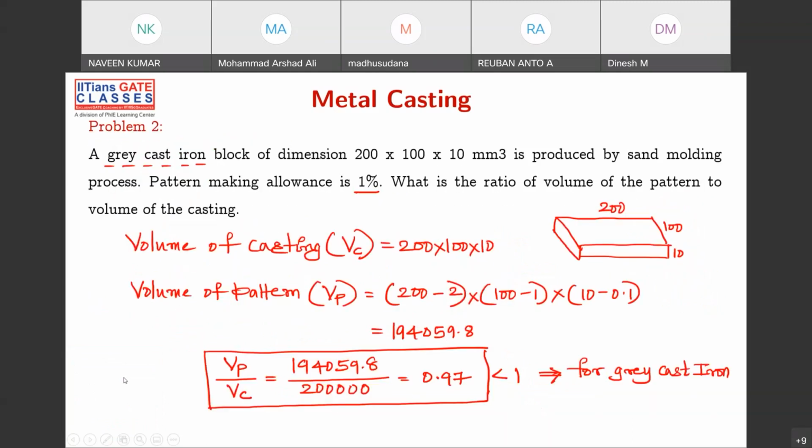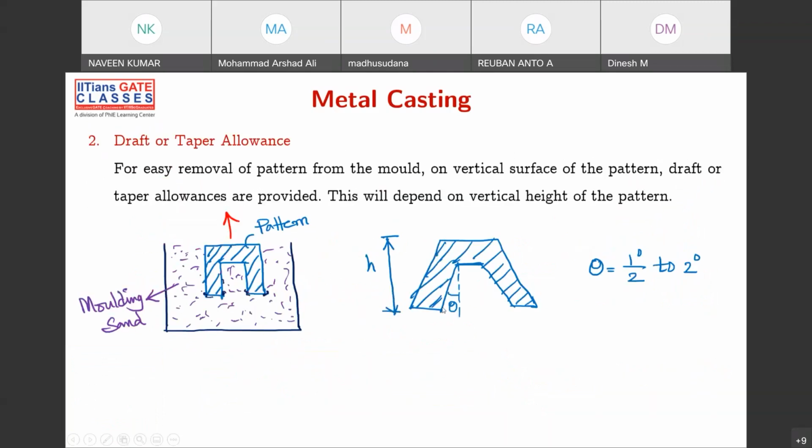So this is the answer. It will be increasing its size upon cooling. Obviously, it is less than 1. Okay. Now, this is what is called draft or taper allowance. For easy removal of the pattern, see this C type shape, where there are two legs, leg 1 and leg 2.